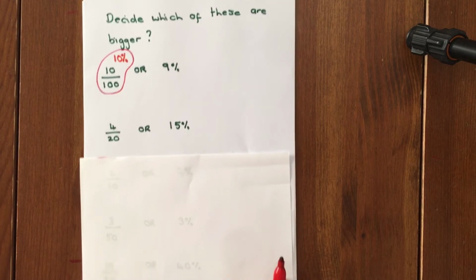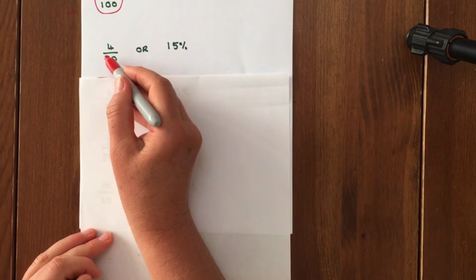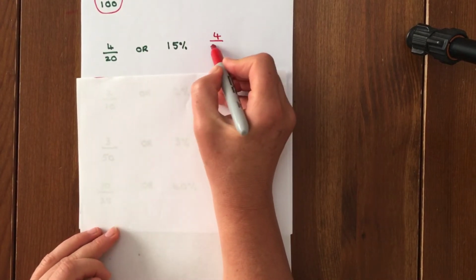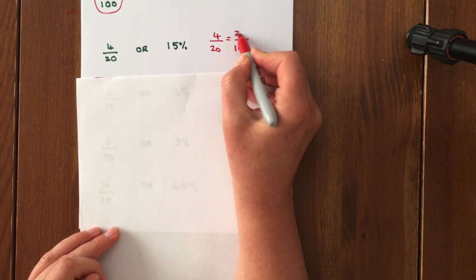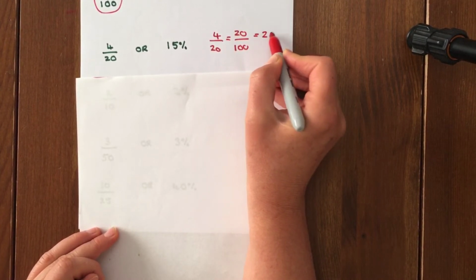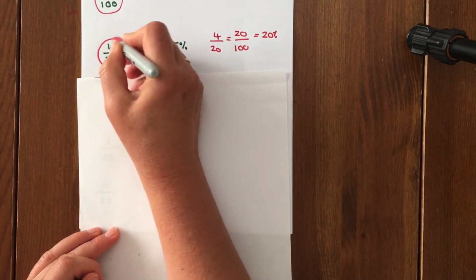Okay, which of these two is bigger? Well, I'm going to change this 4 out of 20 to be out of 100. So times top and bottom by 5. So I can see it's 20%. So therefore this one is bigger.